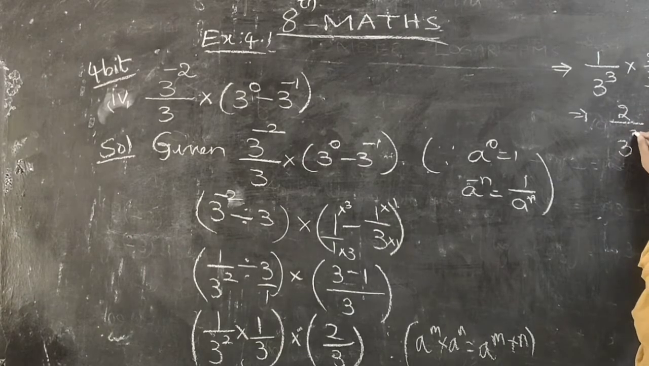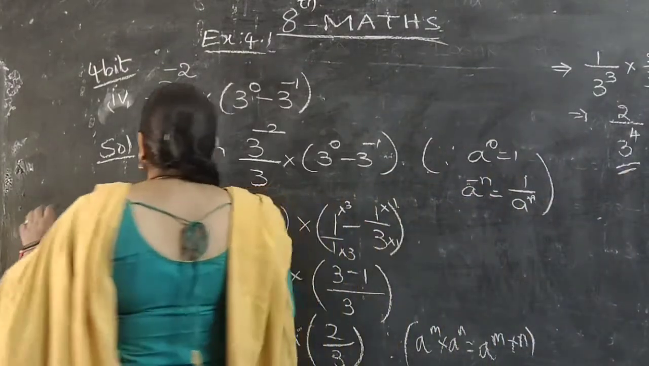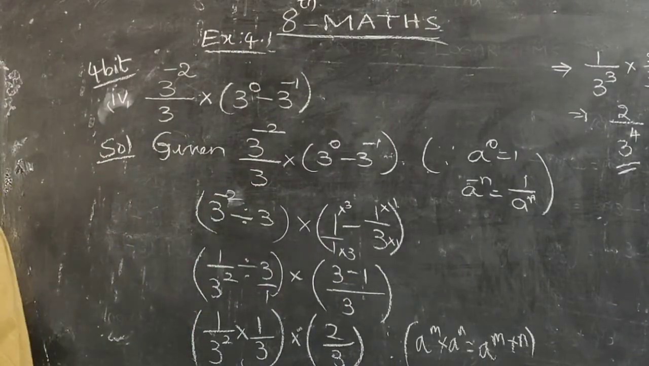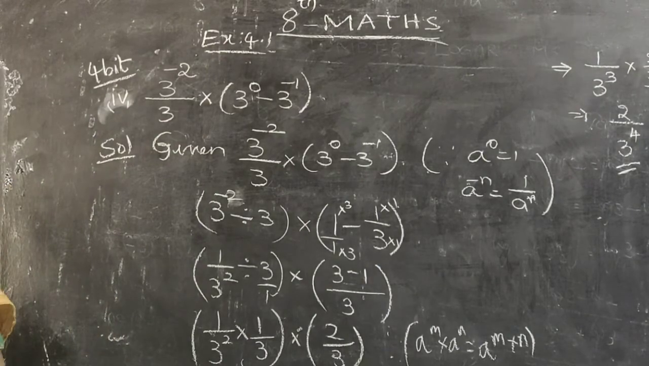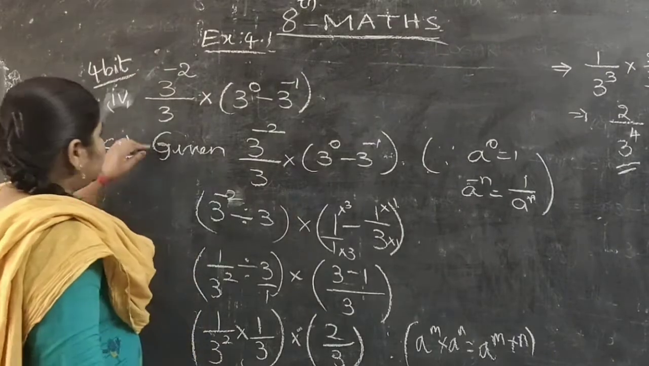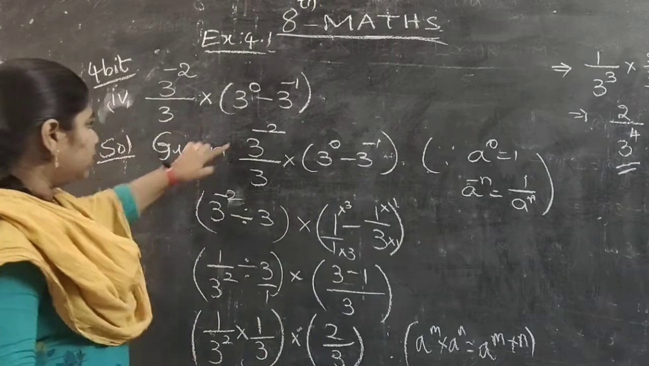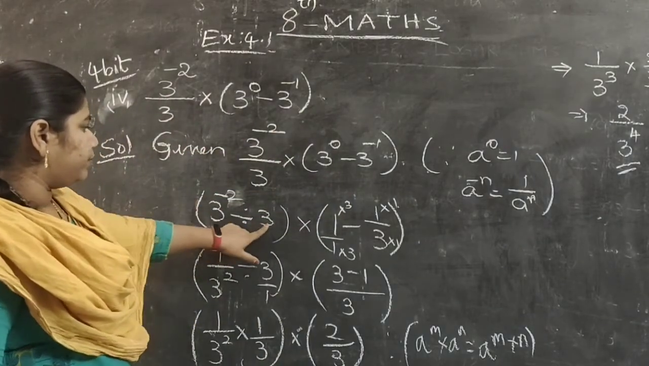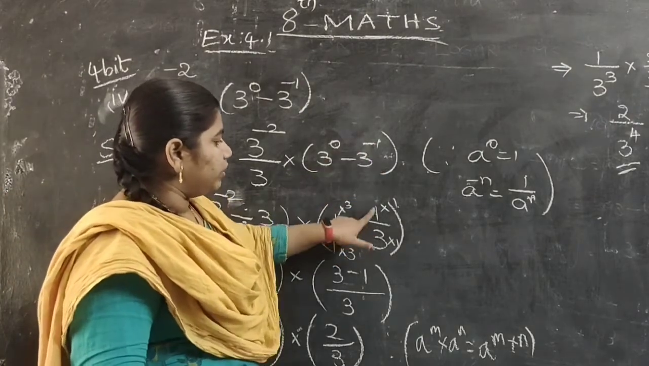So what is the final answer here? 2 by 3 power 4. So once again, you see here 3 power minus 2 by 3 into 3 power 0 minus 3 power minus 1. I have written this in division form, that is 3 power minus 2 divided by 3 into 3 power 0, which will be 1, minus 3 power minus 1, which will be 1 by 3.